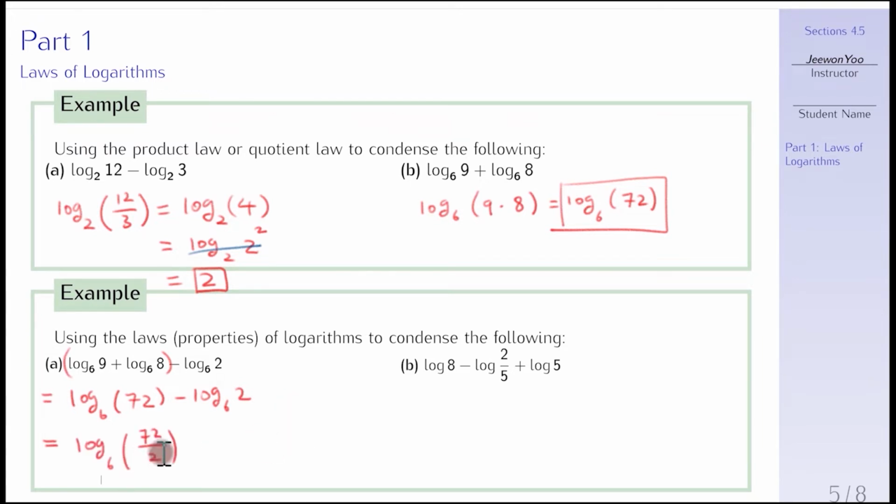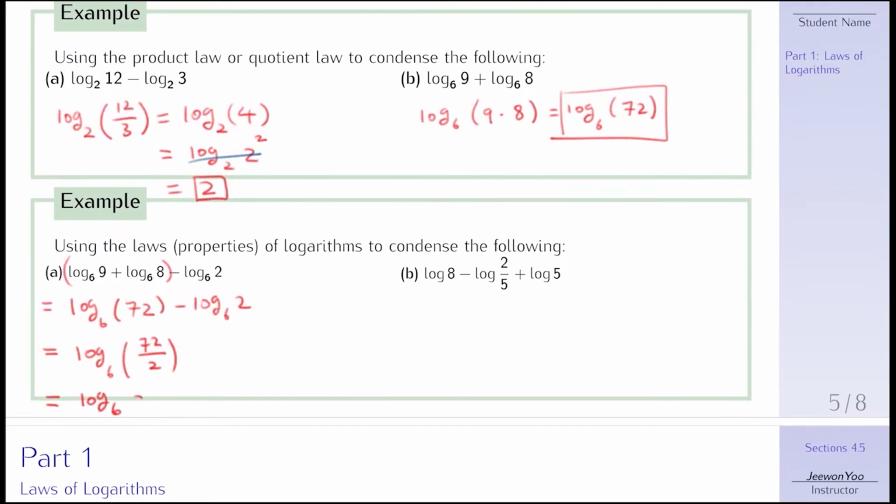But 72 divided by 2 is 36. Everyone, 36 is what? 6 to the power of 2. Again, using the canceling law, the answer is 2.